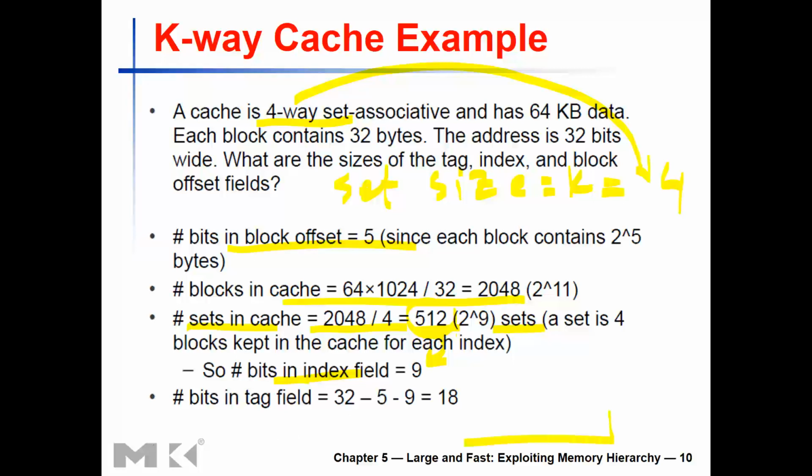Therefore, if you look at our address, we have the block offset of 5 bits, and the index of 9 bits, and the remaining 18 bits are the tag. All right, so you see how we partition these bits based on the cache policy.